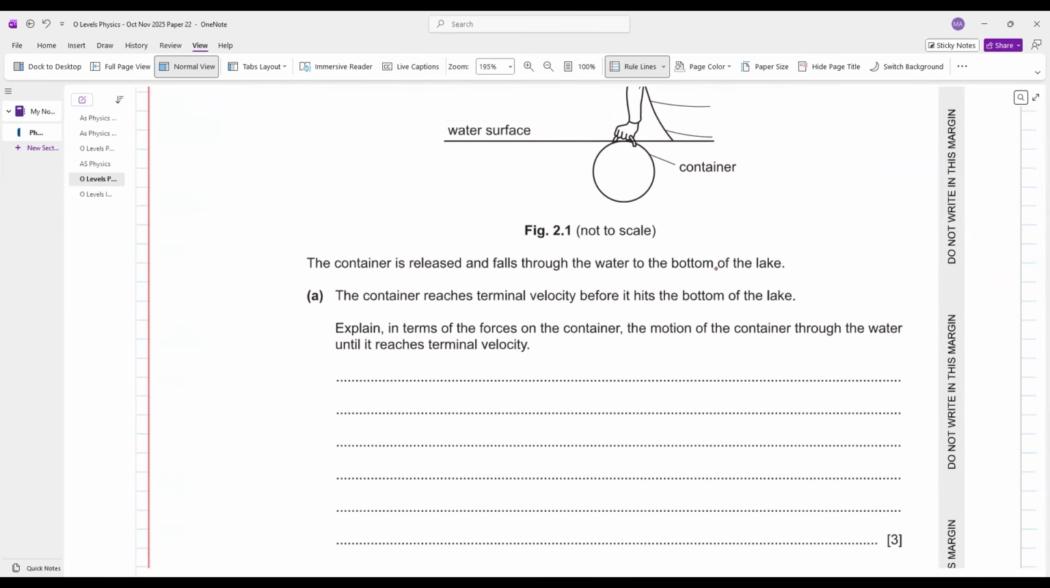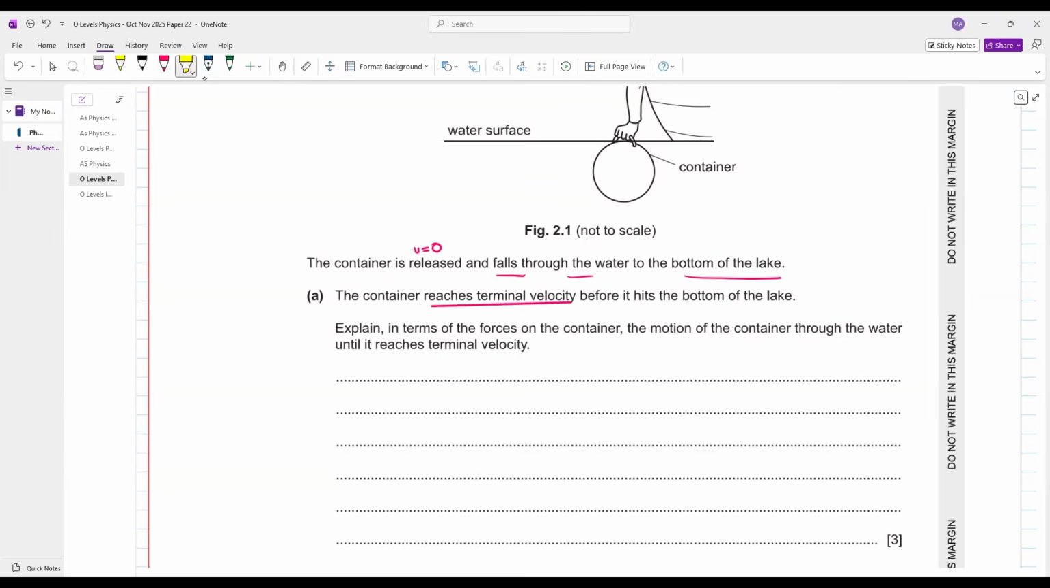The container is released and falls through the water to the bottom of the lake. Okay. कंटेनर को आपने रिलीज किया है. जब भी आप कोई भी चीज रिलीज करते हो, whenever you release something, it has an initial velocity of 0, falls through the water to the bottom of the lake. The container reaches terminal velocity before it hits the bottom of the lake. अच्छा जी कंटेनर टर्मिनल वेलोसिटी को रीच कर रहा है.